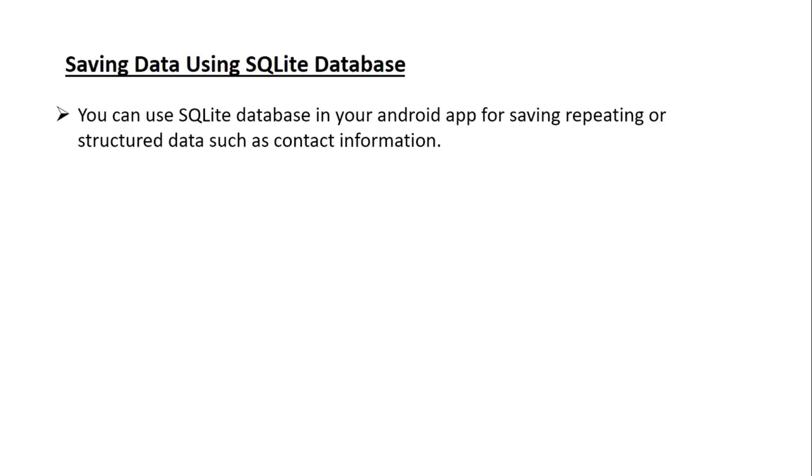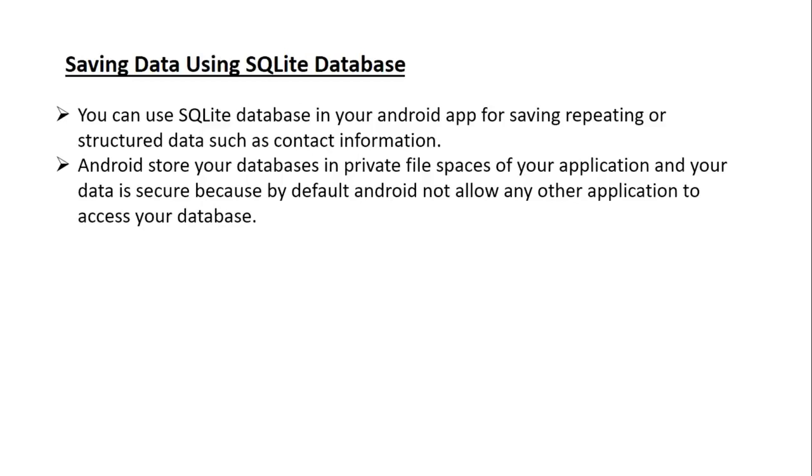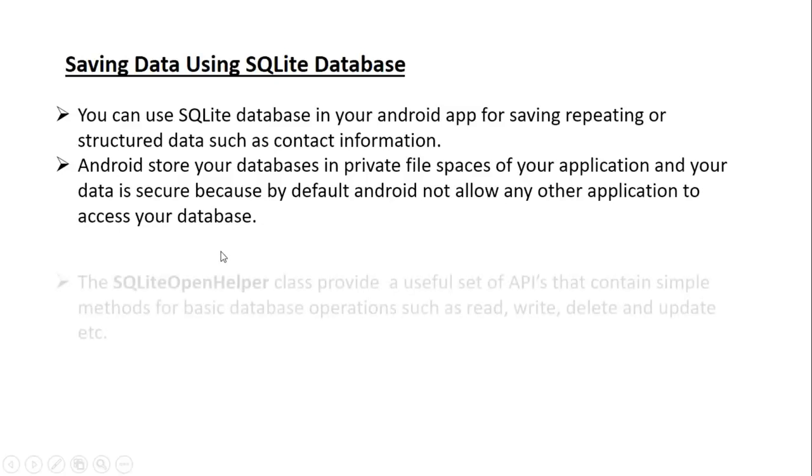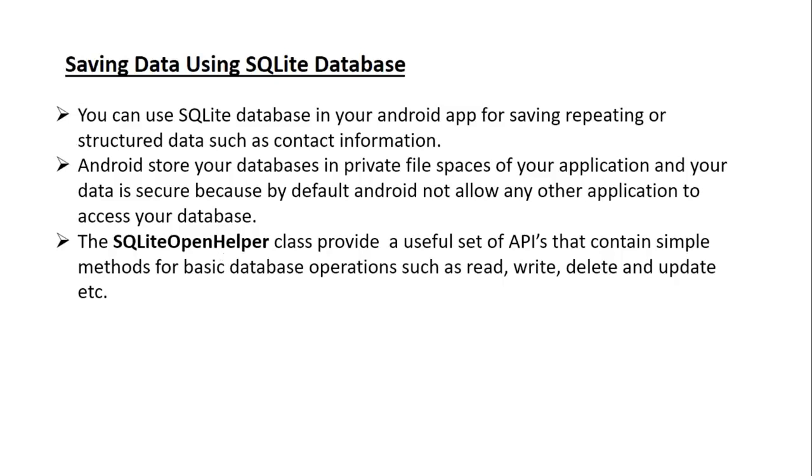You can use the SQLite database in your Android app for saving repeating or structured data such as contact information. Android stores your database in the private file space of your application, and your data is secure because by default Android does not allow any other application to access your database. The SQLiteOpenHelper class provides a useful set of APIs that contain simple methods for basic database operations such as read, write, delete and update, etc.